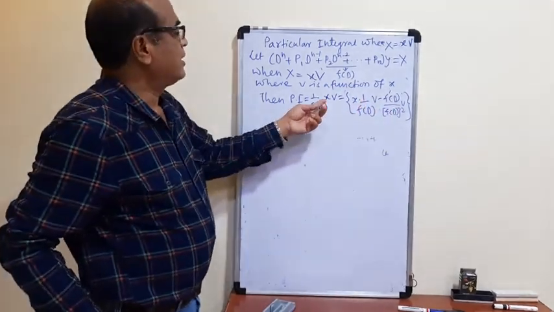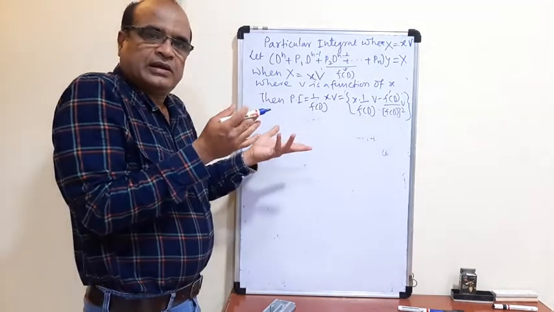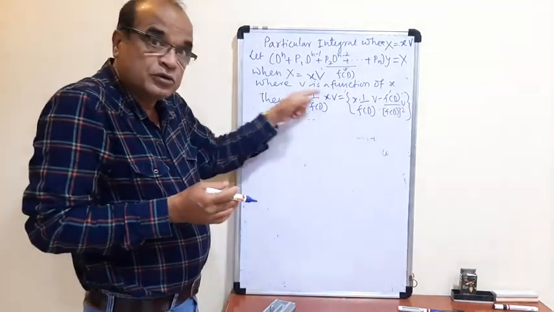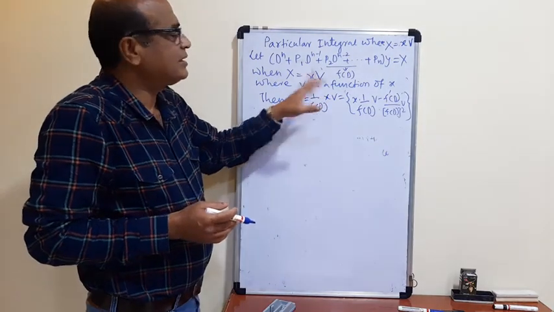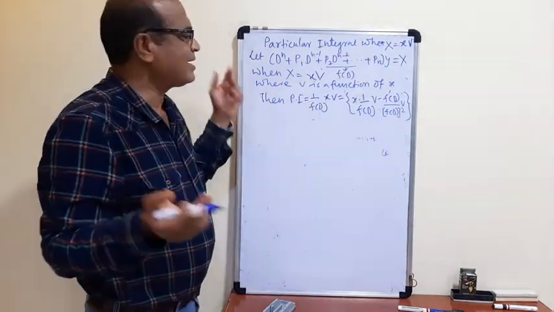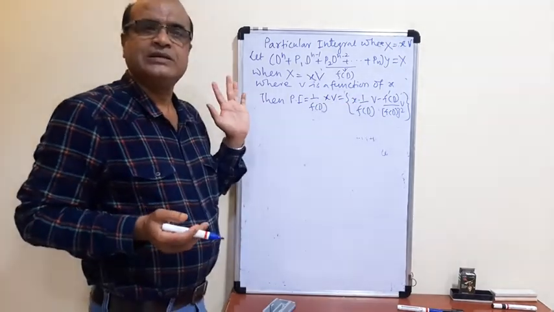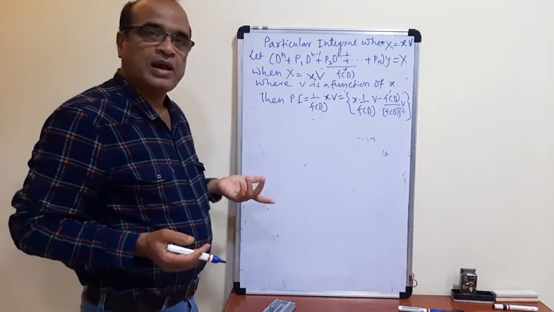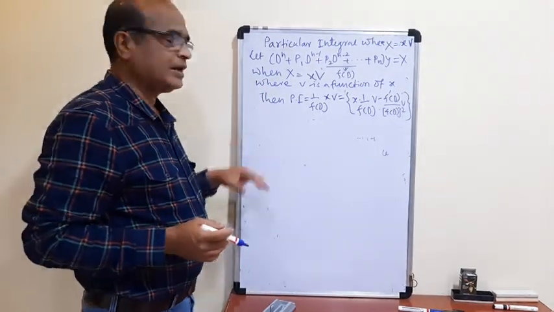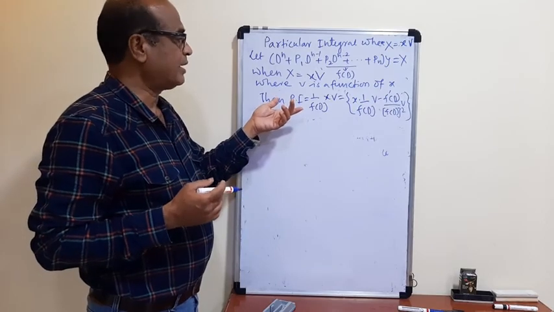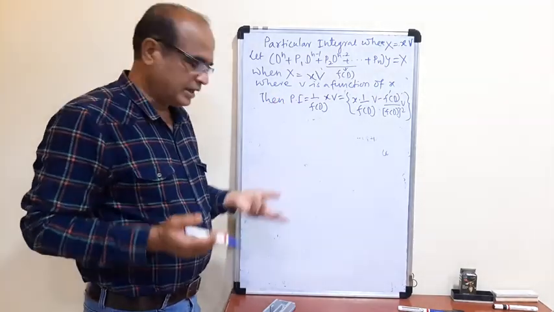In the last case the particular integral had eˣ times V, but here it is x times V, where V is a function of x. So this is the formula. We stop here and take examples using this formula in the next lecture.